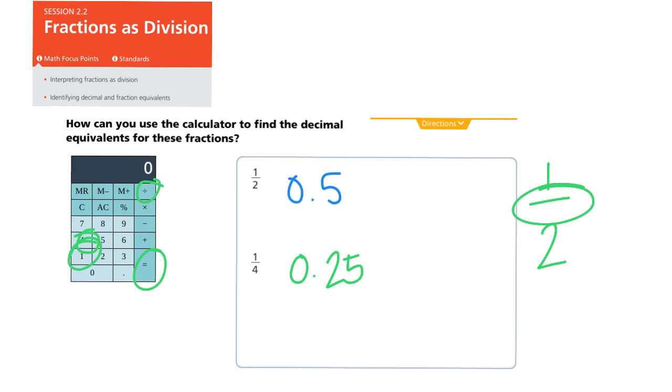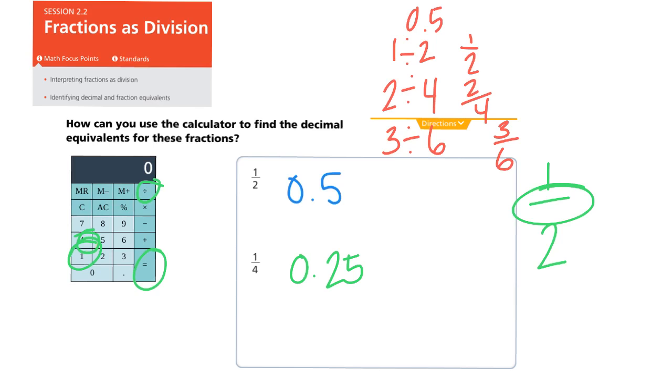What other numbers do you think you could divide to get 0.5 on the calculator? So just like we did before, to get 0.5, we could do 1 divided by 2, which equals 1/2. But we could also type in 2 divided by 4, and that also equals 2/4. But if you type that in the calculator, you also get 0.5. 3 divided by 6 is 3/6, and if you type that in the calculator again, you'll get 0.5.